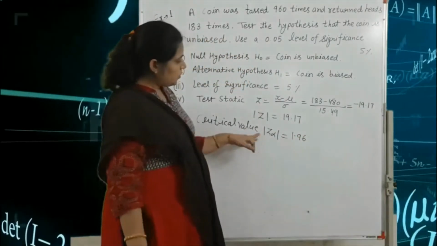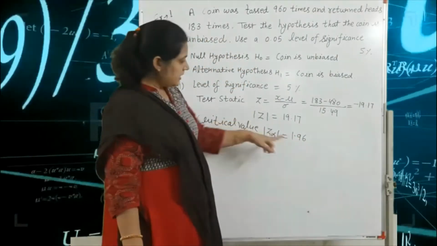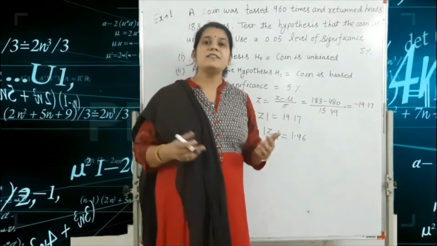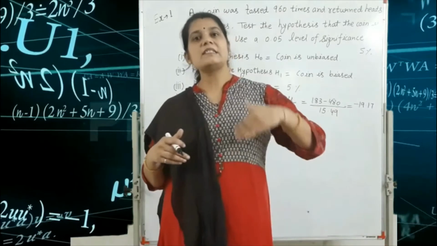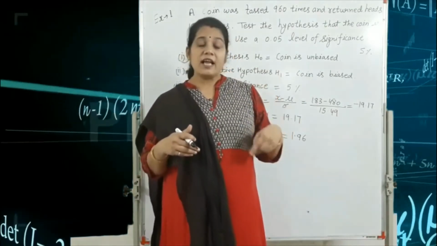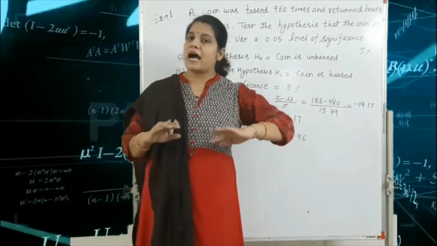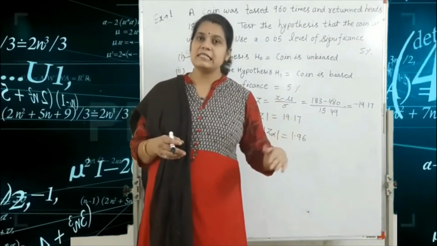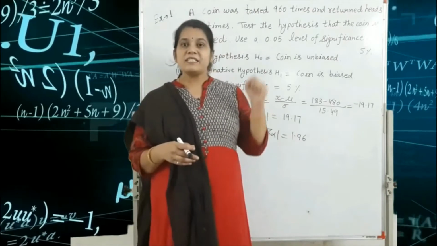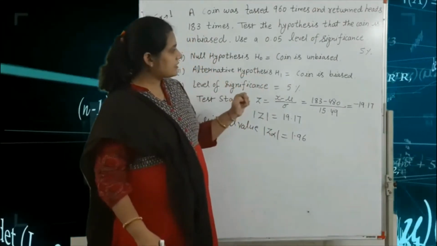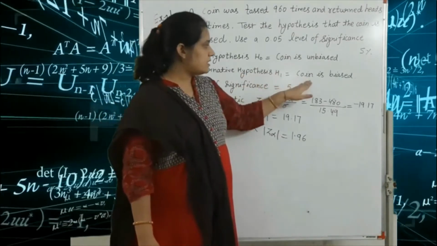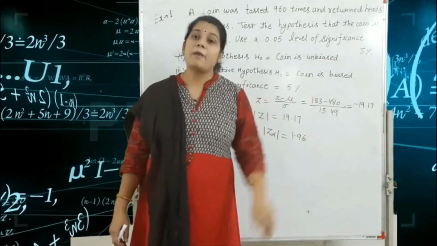Okay, so our value of z is greater than z alpha. That means what? That means our null hypothesis is rejected. That means automatically the alternative hypothesis is accepted. So our conclusion is what? The conclusion is coin is biased.